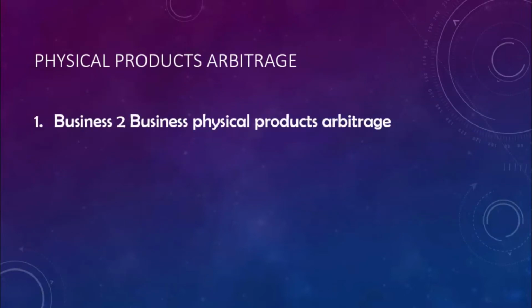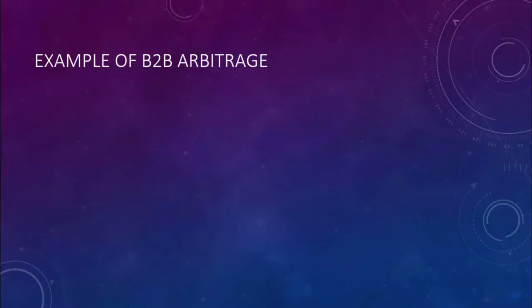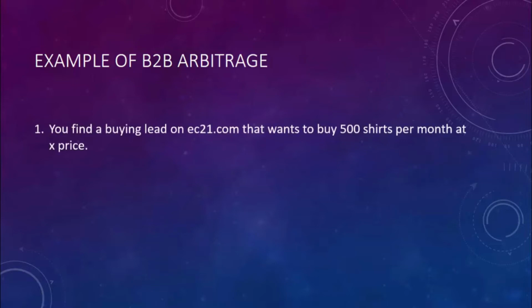First of all, the first type of physical products arbitrage, which I personally like very much, is business-to-business physical products arbitrage. Let me just give you an example of this type of arbitrage, because it's a little bit different than what we will talk about in this class, but it can be a very lucrative business model. For example, you find a buying lead on a business-to-business online marketplace like ec21.com, which is a Korean online business-to-business marketplace, and you find here a buying lead that wants, for example, to buy 500 shirts per month at X price.